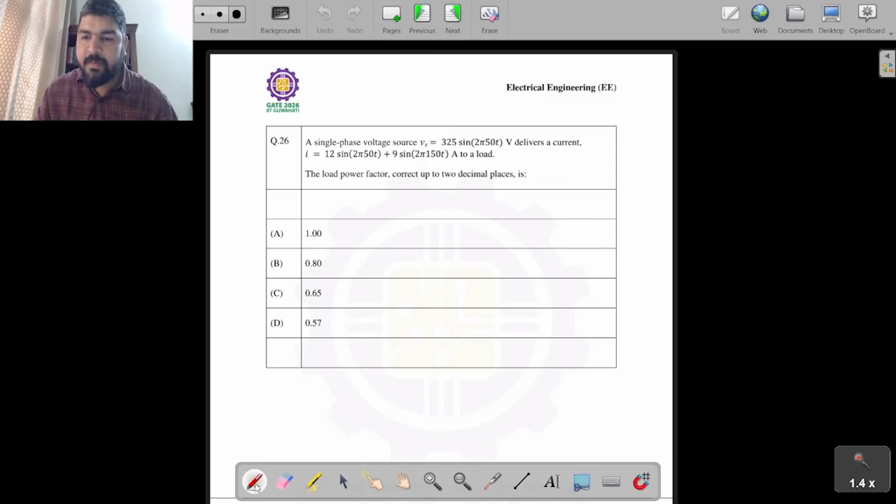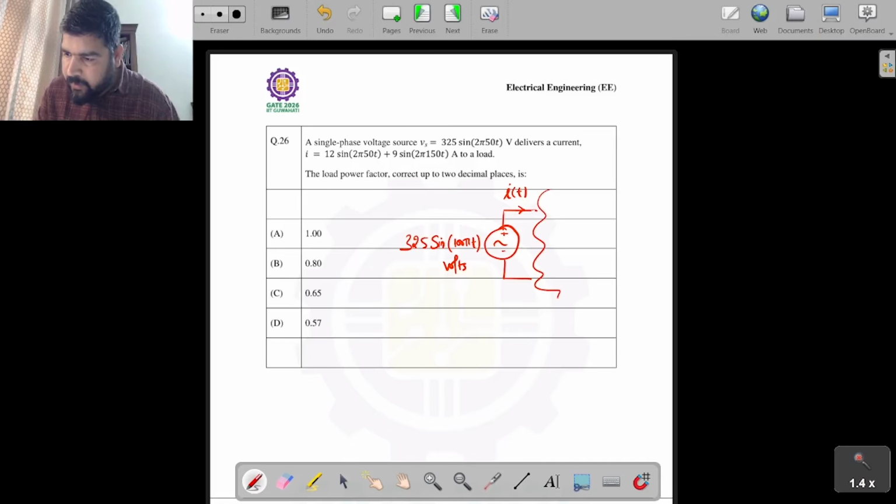Now this question says a single phase voltage source delivers a current of this to a load. So we have a voltage source of 325 sine of 100 pi t volts, and this voltage source delivers current i(t) to a load. We need to find the load power factor up to 2 decimal places. Again, this is an MCQ, so only one option has to be correct.